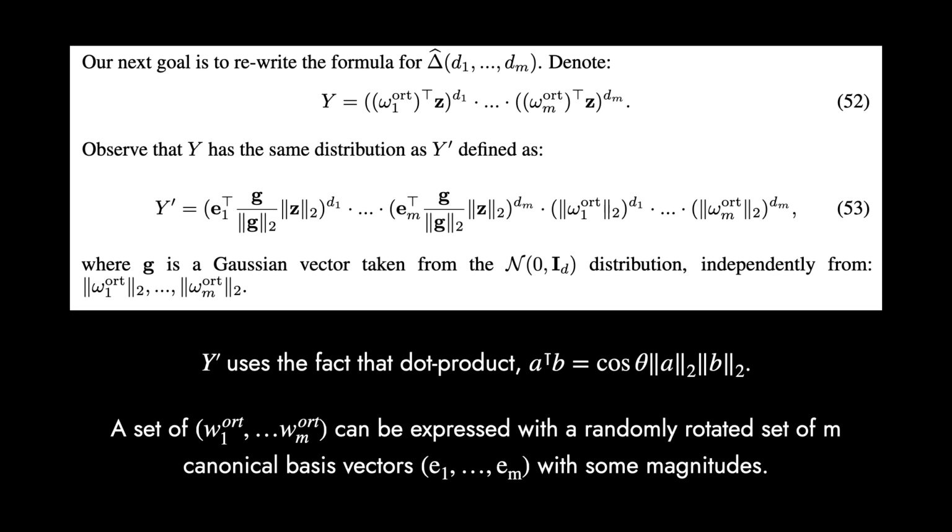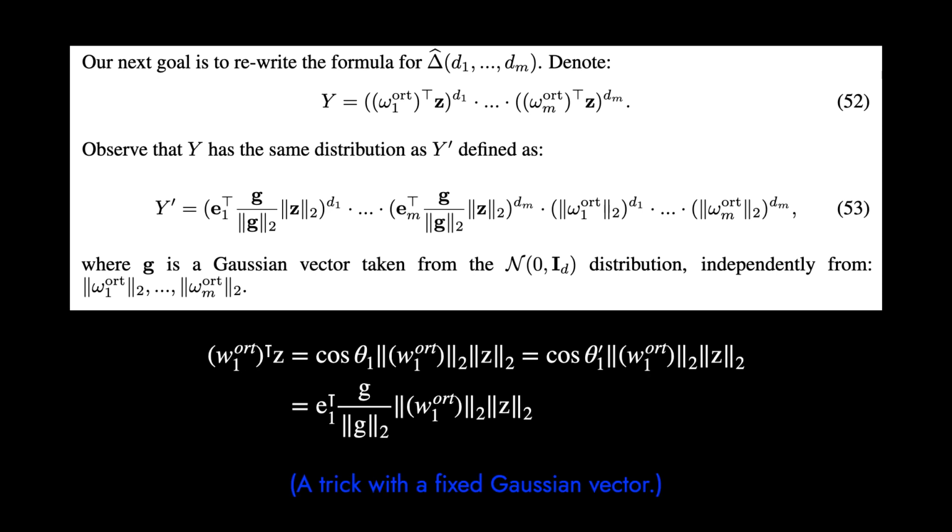A set of orthogonal vectors can be expressed with a randomly rotated set of m canonical basis vectors with the magnitudes of the orthogonal vectors. Here, the orthogonal vectors can have some magnitudes other than 1. We can get a new set of angles which is rotated from canonical basis vectors for a fixed Gaussian vector, G.